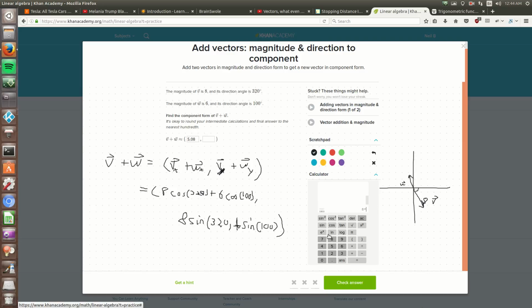8 times sine of 320 plus 6 times sine of 100 equals... well, my estimation was off. I thought it would be in the first quadrant. Anyway, so this would be 7.7. Please be right. Ah, I did it right.